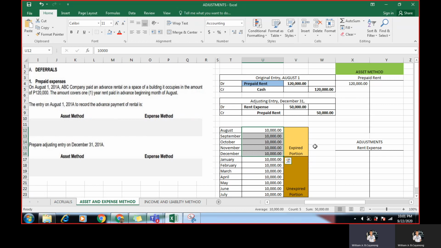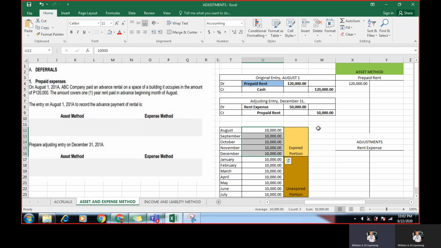Now, under the accrual basis of accounting, we will only recognize expense if it is incurred. Meaning, when we have incurred or consumed it. Now, in this problem, what we have consumed is only 5 months.